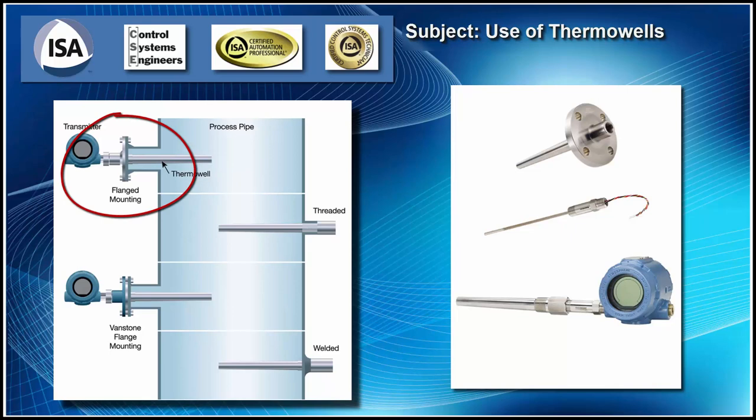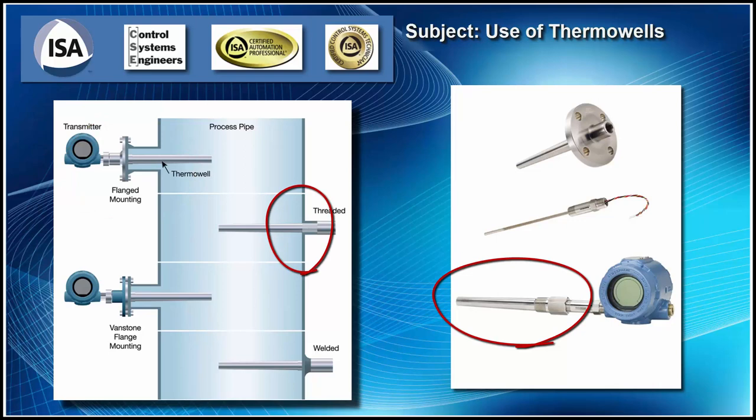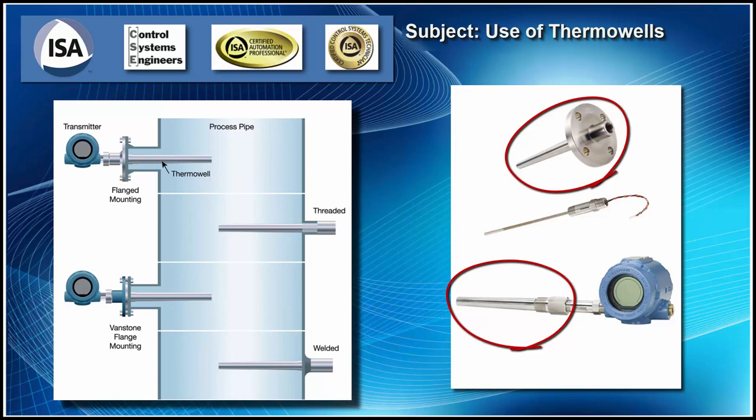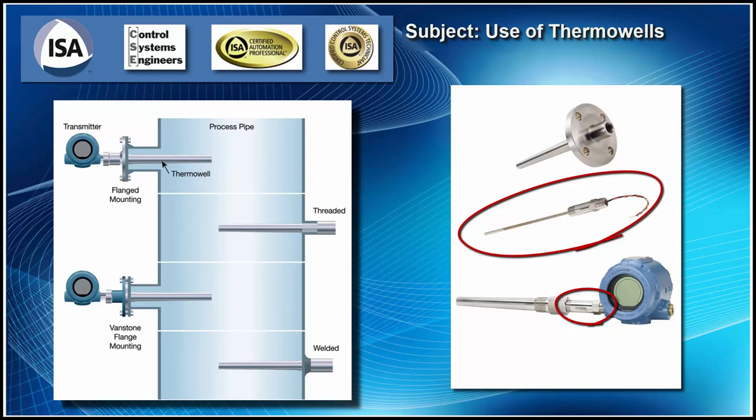Now, these wells can be flanged. That means we put a round ring with a hole in it and we bolt it on, or it can be threaded, so we just screw it into what's called a weldlet fitting. It'd be like a coupling welded onto the pipe or the vessel, or we may just actually put it in and weld it directly to the vessel. And so we can see this here. Now, notice on the right, we have a thermowell on the top, and the bottom has a thermowell already put on the transmitter, so we can just screw it into a weldlet or a nipple. But in the middle, that's just the sheathing. There's no thermowell there, and that's what slips down inside the thermowell.